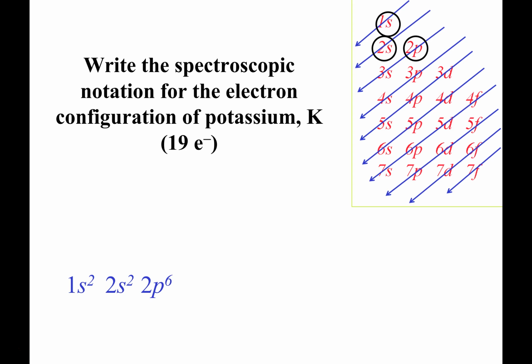2p6. And now I'm at what? 2 plus 2 plus 6, I'm at 10 electrons. And that actually would be neon. So now I'm going to go to 3s. 3s2. So I've got 12 on my way to 19. What comes after 3s? 3p. And how many am I going to put there? 6, yep. So now I'm at 10 plus 2 plus 6, now I'm at 18.